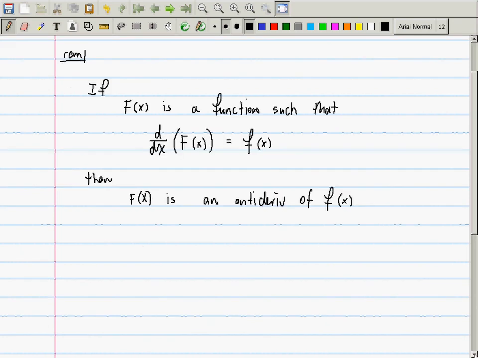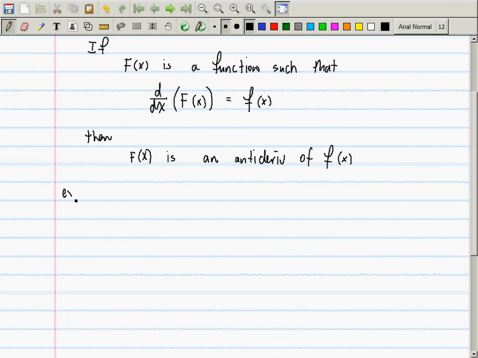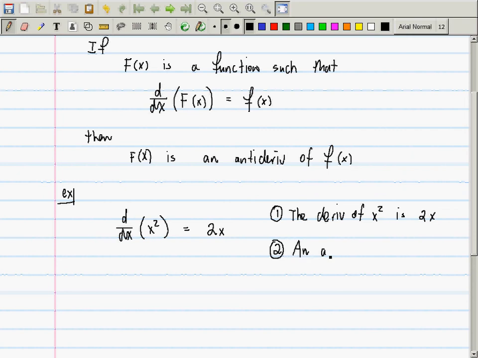So now let's compare these two things linguistically with that example. The derivative of x squared is 2x. From this mathematical statement, there are two statements in English. Here's statement number one. The derivative of x squared is 2x. That's the way we've been pronouncing this situation up until now. Now, another way to say this is: an antiderivative of 2x is x squared.